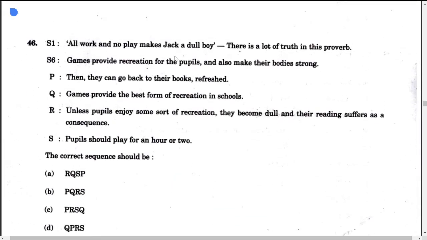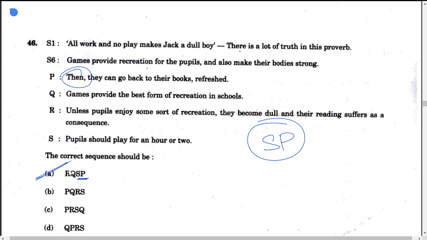All work and no play makes Jack a dull boy. There is a lot of truth in this proverb. Why is there a lot of truth here? Why is it said? Okay, let us check. They can go back to their books. P cannot be used in the beginning. Unless pupils, maybe pupils should play for an hour or two, then they can go back to their books. That means S and P combination. Check for S and P. S and P is here.